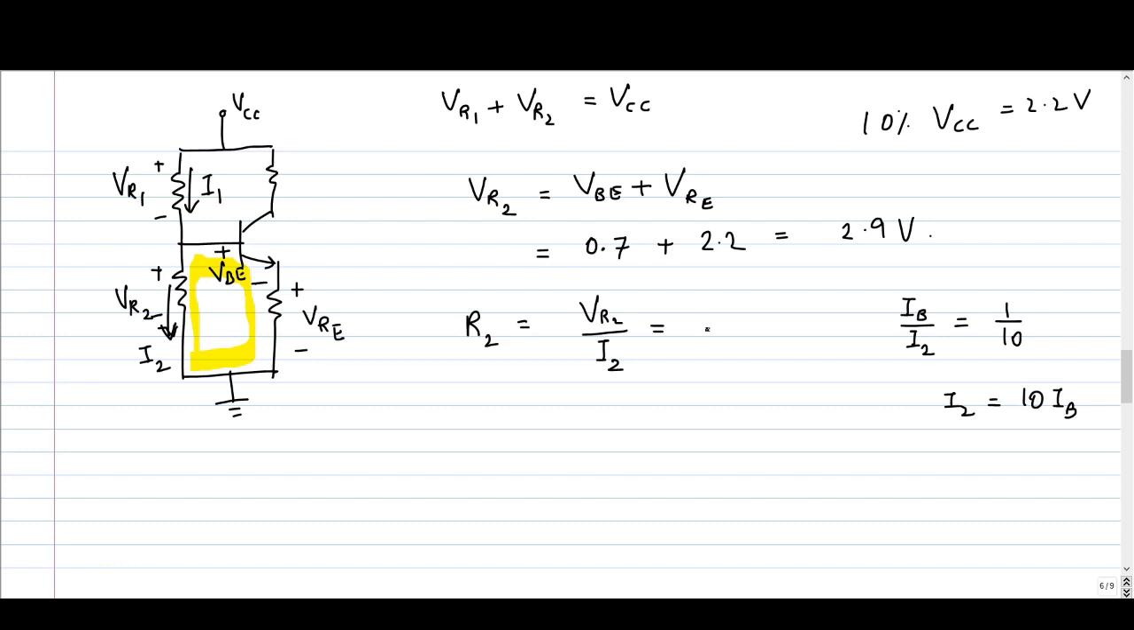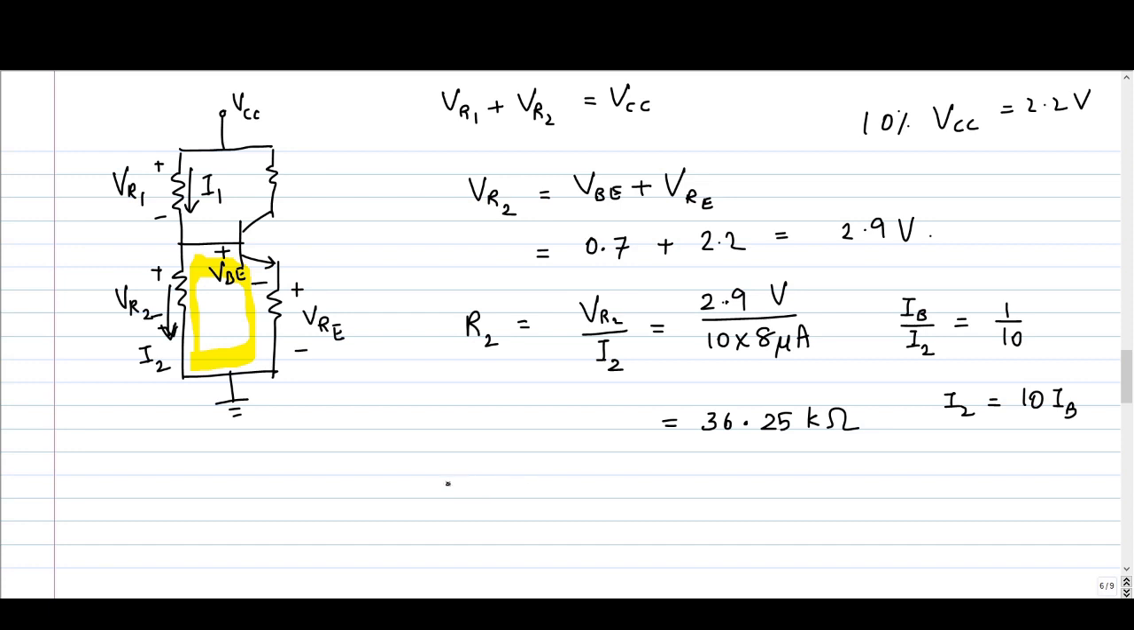So R2 is VR2, 2.9 volt, divided by 10 times IB. IB is 8 microampere. So if you do the simplification, you will get the value of R2. So that value is 36.25 kilo ohm. So you can check it.